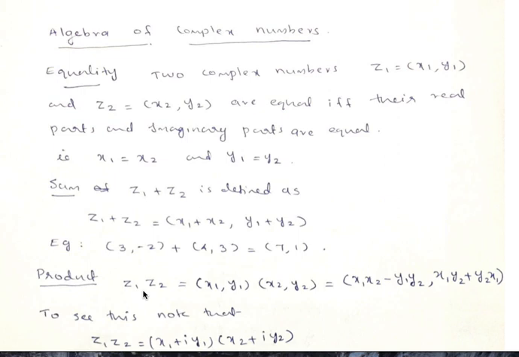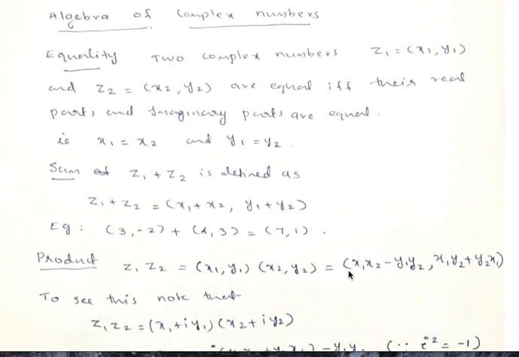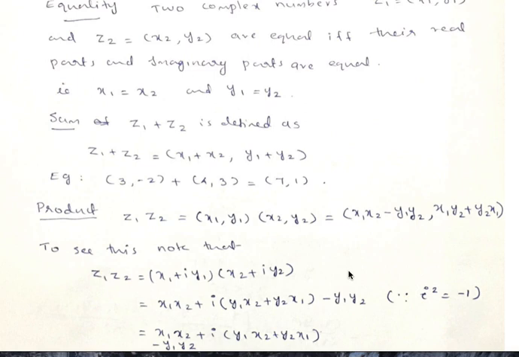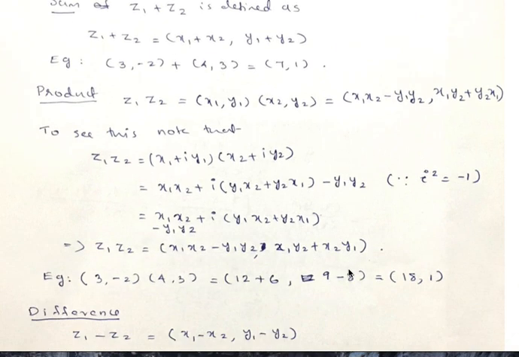Product of two complex numbers z1 and z2, denoted by z1 z2, is equal to x1 y1 into x2 y2, which is defined as x1 x2 minus y1 y2 comma x1 y2 plus y1 x2. If you look at this, maybe you will get surprised, but don't worry, you are familiar with this. You can just think of z1 as x1 plus iy1 and z2 as x2 plus iy2.